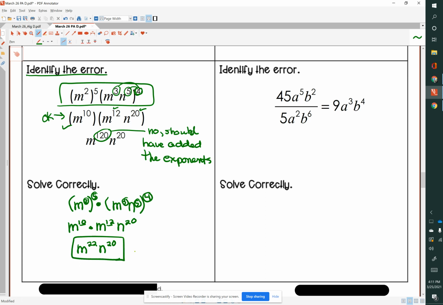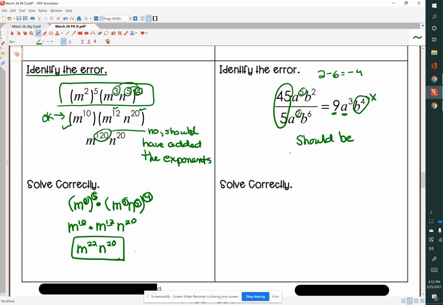And then finally, we have a more complicated division problem. Remember, we do the coefficients, the numbers, first before we do the variables. So 45 divided by 5 is 9. That's correct. a to the 5th divided by a to the 2nd, 5 minus 2 is 3. So this looks correct. And then b, 2 minus 6 is not 4. 2 minus 6 is negative 4, and that means that's going to have to go in the denominator. So this is the mistake, okay? So this should be a negative 4.